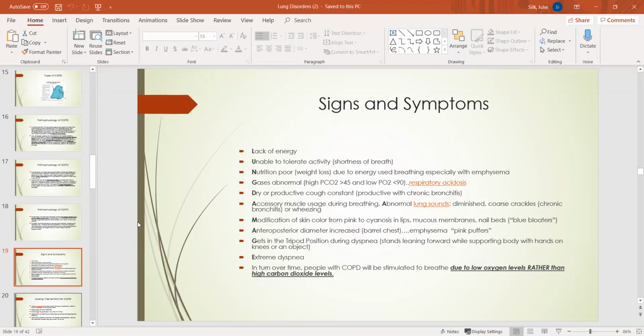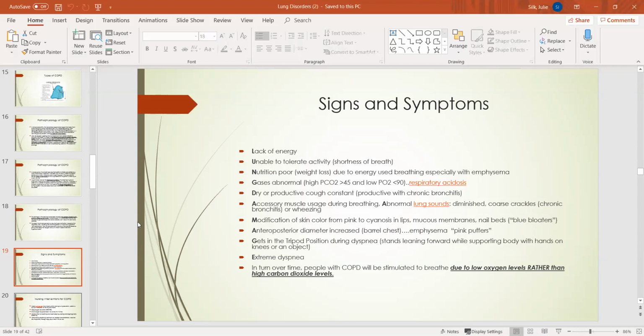So it's not that this is an intervention. I see a lot of students think that's an intervention to do for someone with COPD, that it's going to make them breathe better, but it really doesn't. It's just something that they think makes them breathe better by sitting that way.